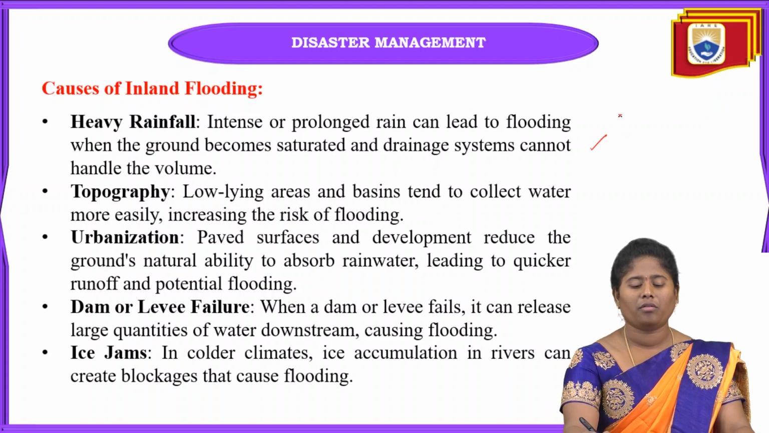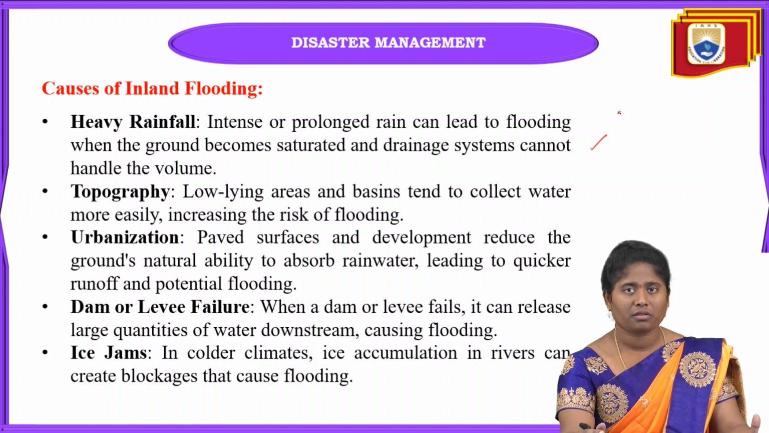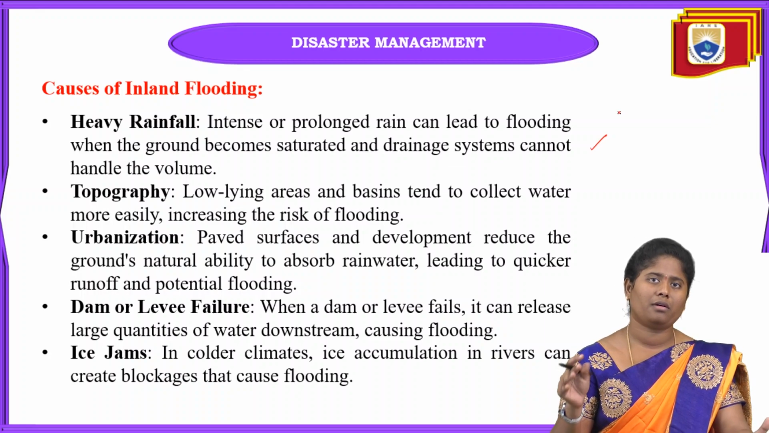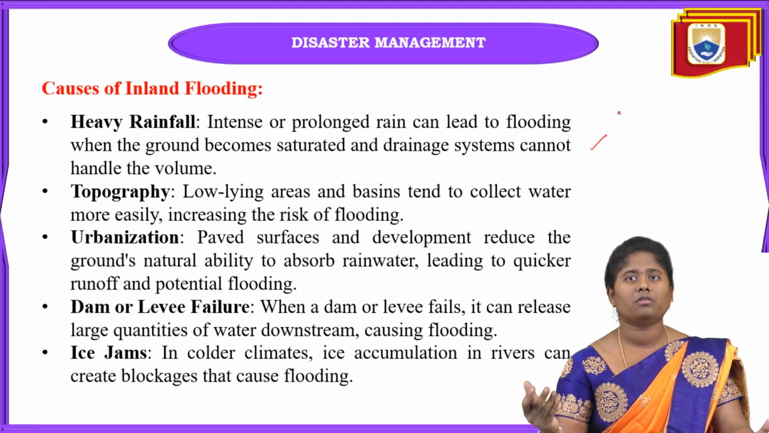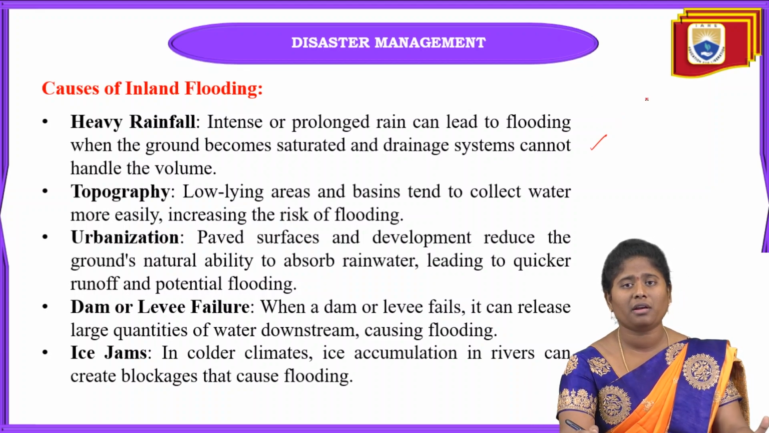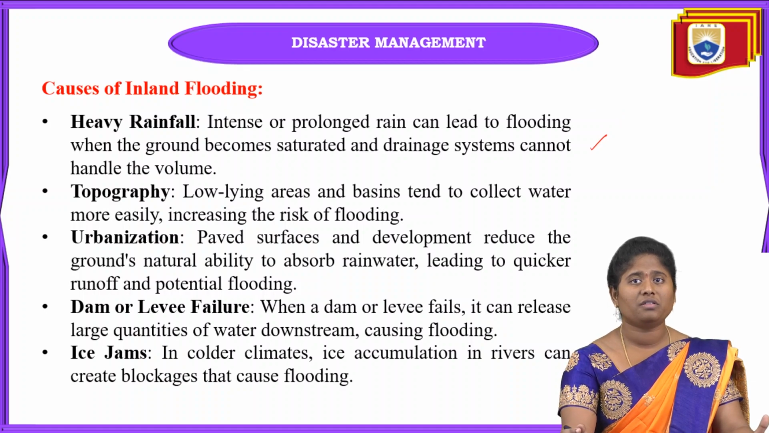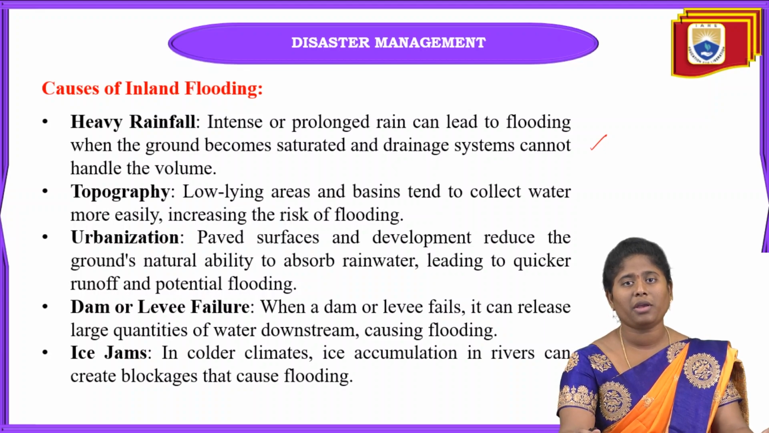Very prolonged rainfall leads to heavy flooding in areas where the cities or rural areas are very far away from rivers or oceans. Why? Because the ground becomes saturated and the drainage systems cannot handle that much heavy amount of water. So that's why this flooding happens.